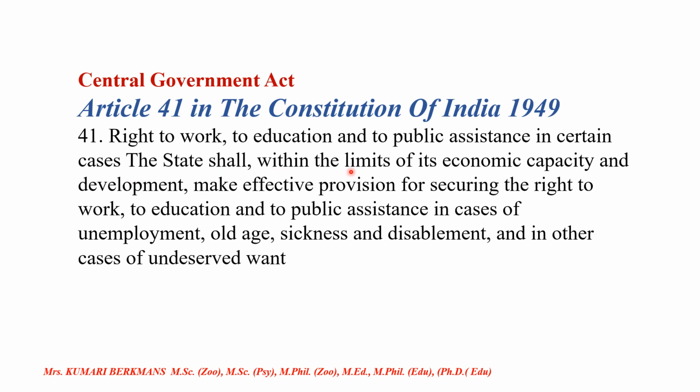The state shall, within the limits of its economic capacity and development, make effective provision for securing the right to work, right to education and right to public assistance in the case of unemployment, old age, sickness and disablement, and in other cases of undeserved want. This is Article 41. Okay, so three important things are given here: right to work, right to education and to public assistance.